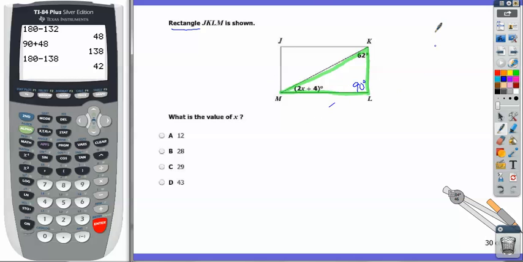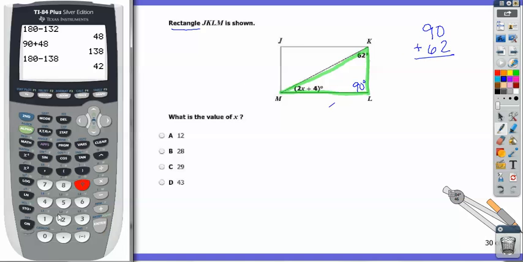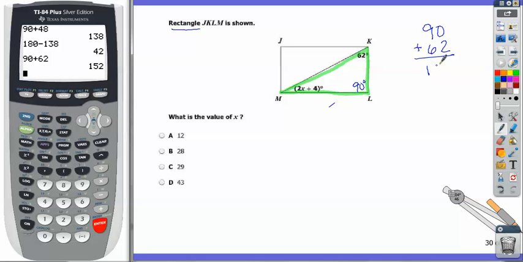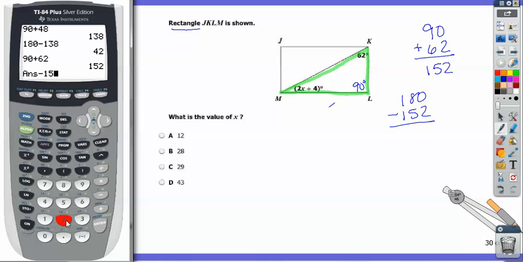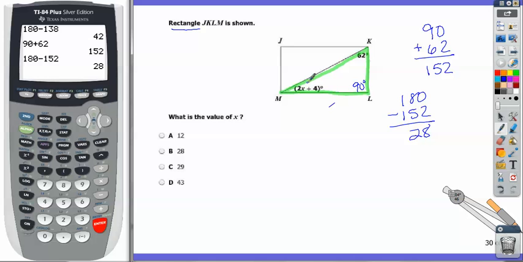Actually, I can do it a couple ways. I like to say 90 plus 62 is 152. 180 minus 152 is 28. So this angle right here is 28. Notice, once again, they're giving me that because they want you to say, oh, that might be the right answer.